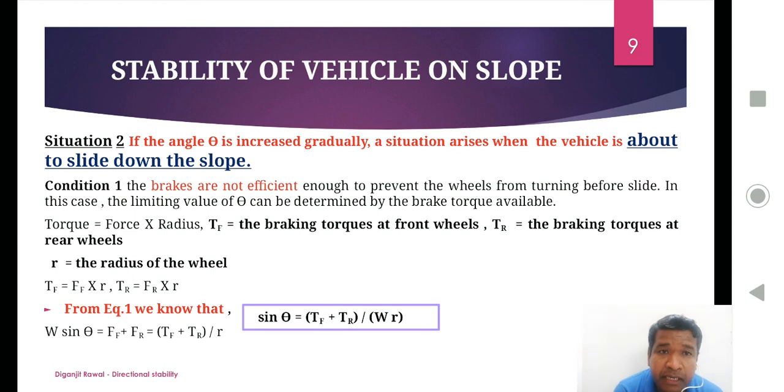So we got the value of sine theta, it's equal to Tf plus Tr divided by W into r. For condition 1, brakes are not efficient, we have to calculate sine theta, and that equation becomes sine theta is equal to Tf plus Tr divided by W into r. So this is the situation 2 and condition 1.